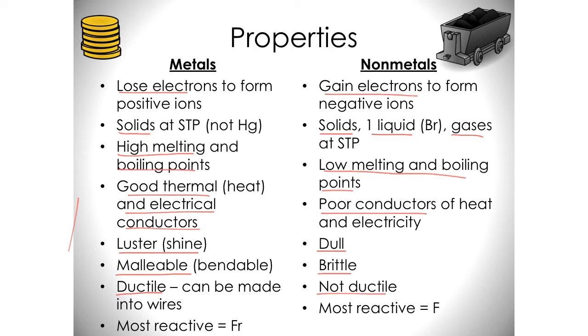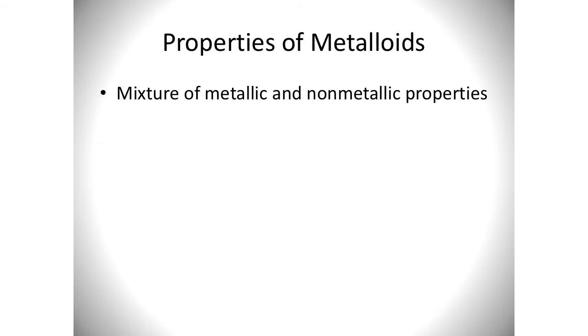We'll talk more about this throughout the unit, but our most reactive corner of our metals would be in the lower left-hand corner down by francium, and most reactive for nonmetals is fluorine, so upper right-hand corner, but not group 18. Group 18 is relatively unreactive. Now, our metalloids have a mixture of metallic and non-metallic properties. They're located on the staircase and sometimes called semi-metals.